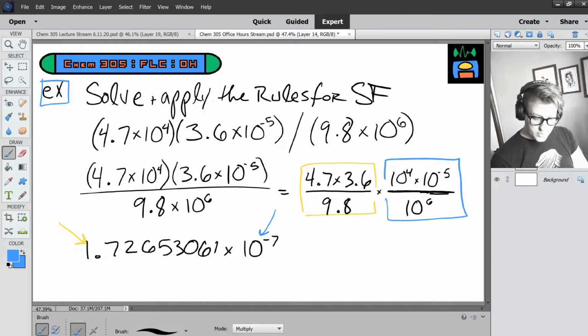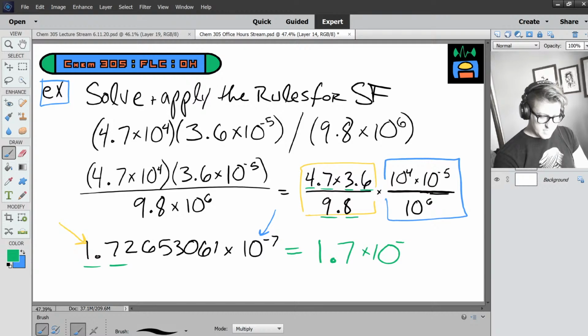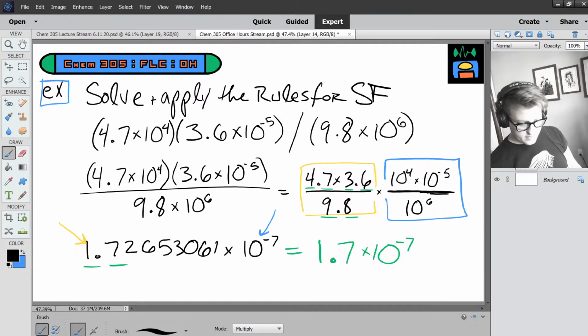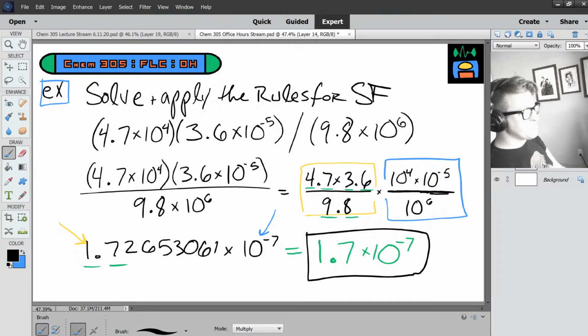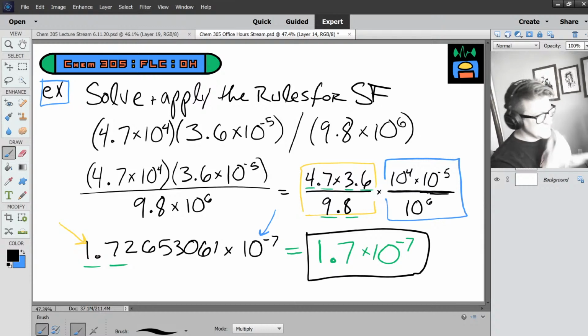Now when it comes to the number of sig figs, our first number has 2, second number has 2, third number has 2. I can only have 2 significant digits in this number. So it'll come out to be 1.7 times 10 to the negative 7th. So that's how you tackle a problem like question 16 on the homework, Brianna.